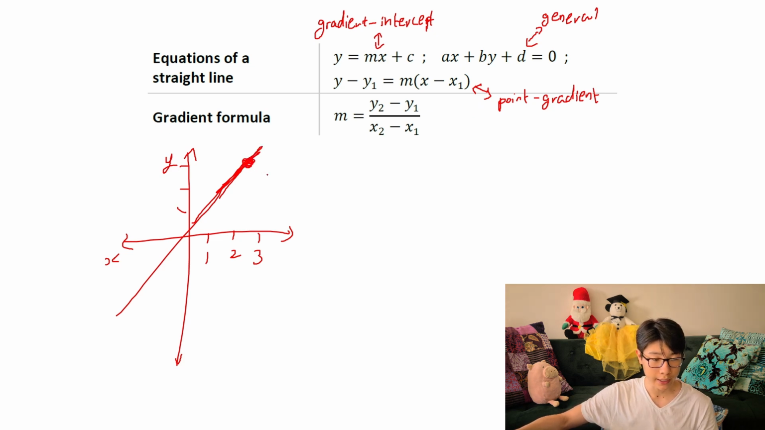This is on the line. Let's say it is 3, 3. Let's just take this point. Let's say it is negative 1, negative 1. And assuming it goes through the origin of this graph, it would.